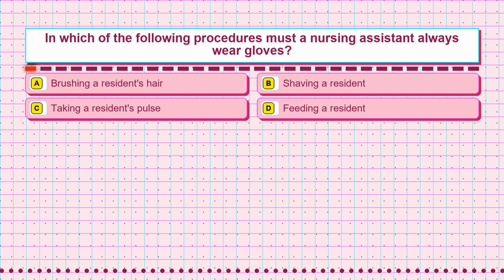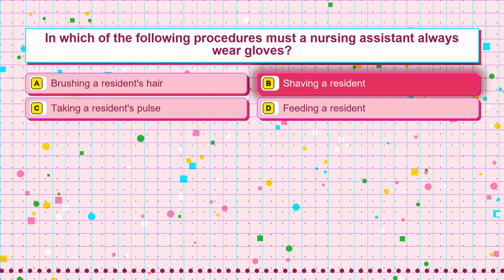Question 54. In which of the following procedures must a nursing assistant always wear gloves? Option A, brushing a resident's hair. Option B, shaving a resident. Option C, taking a resident's pulse. Option D, feeding a resident.